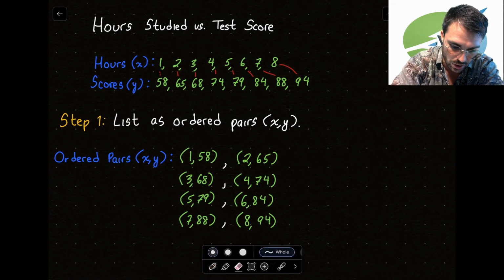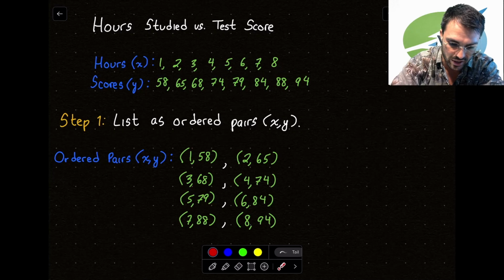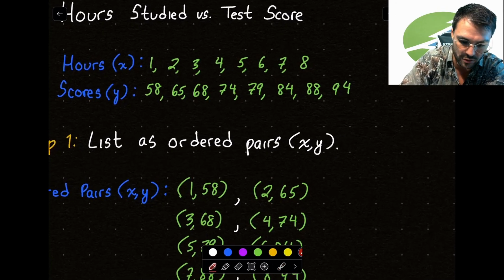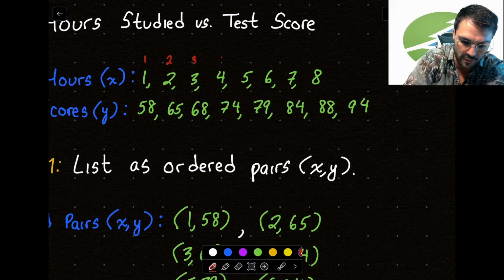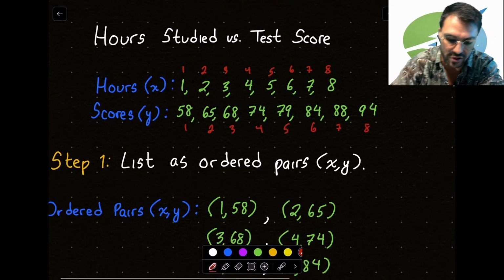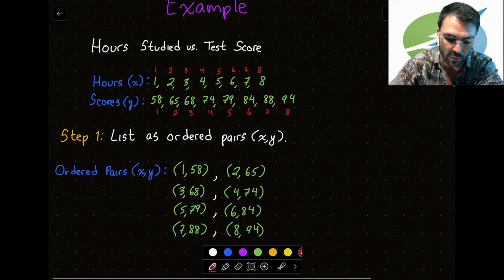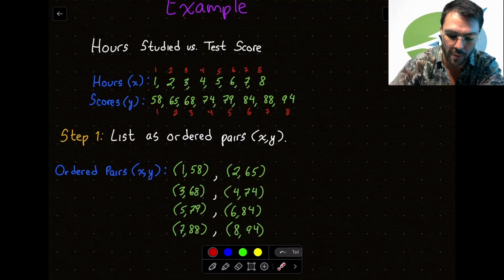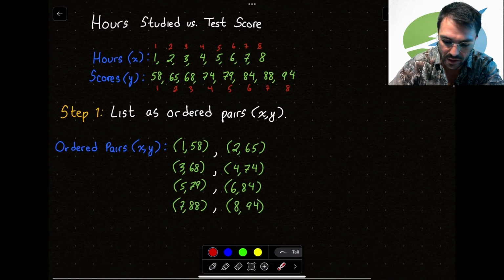Okay, so just to drive that home, we pair together 1 and 58, 2 and 65, 3 and 68, 4 and 74, 5 and 79, 6 and 84, 7 and 88, and 8 and 94. And just to make it a little bit more clear, what I'm going to do is just add here 1, 2, 3, 4, 5, 6, 7, 8, and then 1, 2, 3, 4, 5, 6, 7, 8. So it's more clear to see what's being paired with what. I could have written the numbers neater to make it more obvious. I'll fix that before I upload the notes. Anywho, step 1, list as ordered pair.